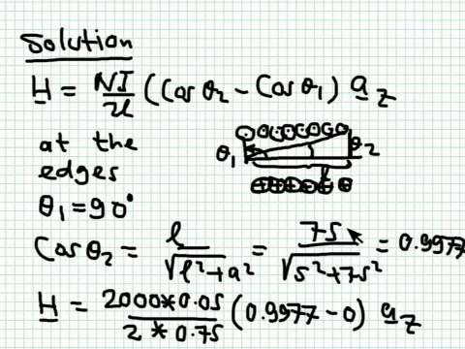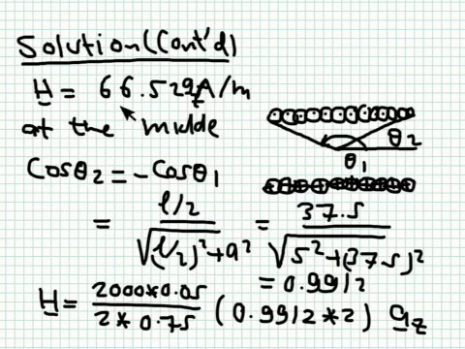L is 75 centimeters, A is 5 centimeters. When you put them together, I did not worry about converting to meters because they cancel out in the numerator and denominator. The answer will be 0.9977. And we know that cosine theta 1 is 0 because this angle is 90 degrees. So if you substitute, N is 2000, the current is 50 milliamperes, so it's 0.05 amperes, divided by 2 multiplied by the length. The length is 75 centimeters, so it's 0.75 meters. You multiply by the cosine of theta 2 minus cosine of theta 1. If you simplify, you get the answer. So the magnetic field at the edges is 66.52 amperes per meter.